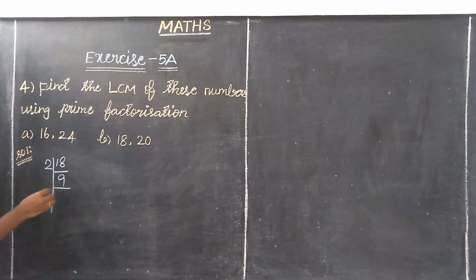Then 9 is divisible by 3. 3 threes are 9. And again 3 is a prime number, so it is divisible by itself only, by 3.